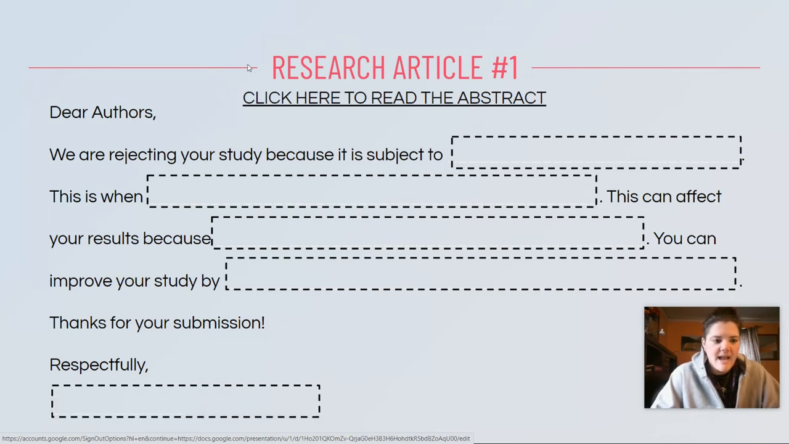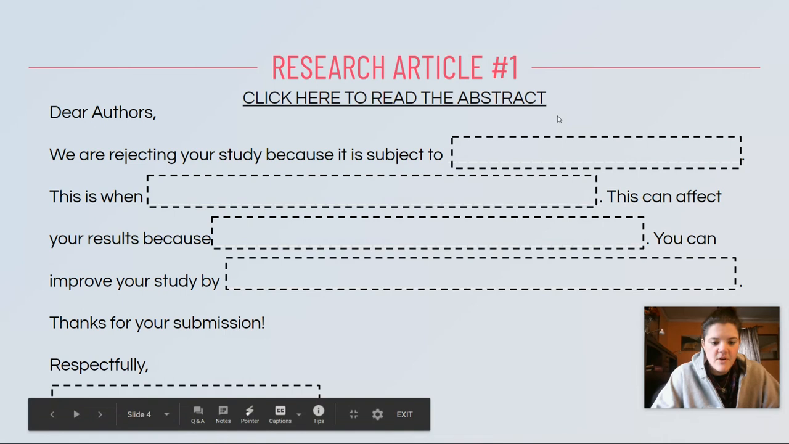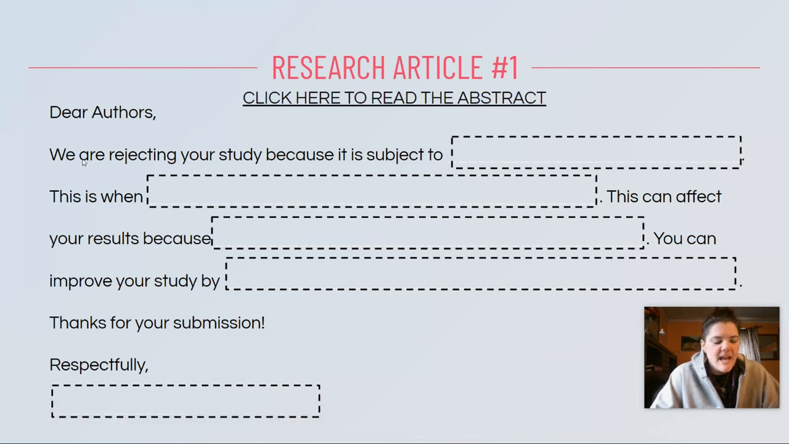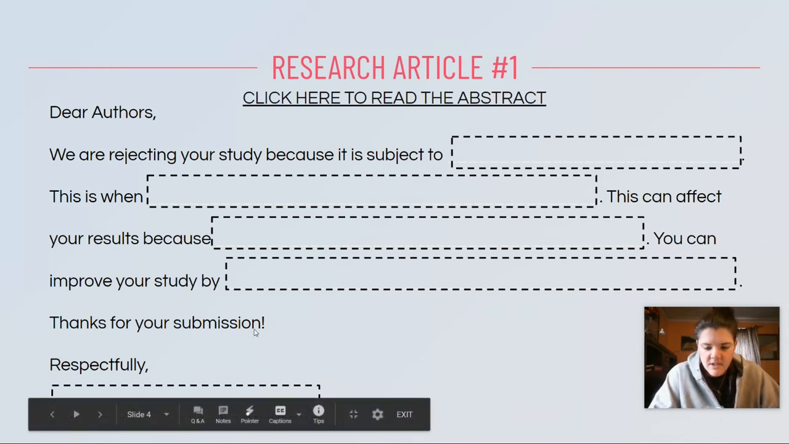So every slide has a template email for you to fill in. It's going to tell you we're rejecting your study because it's subject to, and then you tell them which bias goes here. Then you tell them what that bias is. This can affect your results because, and here you tell them what happened in their study. So this middle blank should be specific to their study. And then tell them how they can fix it. So you can improve your study by, and then let them know. Respectfully, you can fill in your name there.